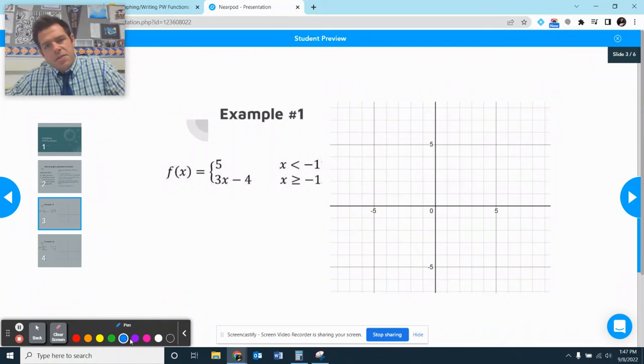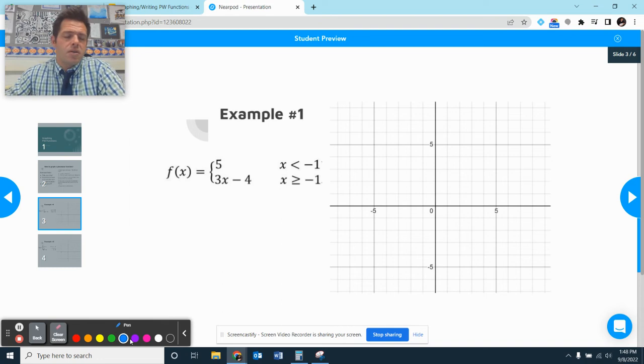Going to go ahead and graph some piecewise functions for you. Right here in this example, I have two pieces. I have f of x is equal to 5, f of x is equal to 3x minus 4, and those specific pieces do have some interval notation for us. In this case, it's written out as an inequality to kind of help us dictate what's in play and what's actually not in play.